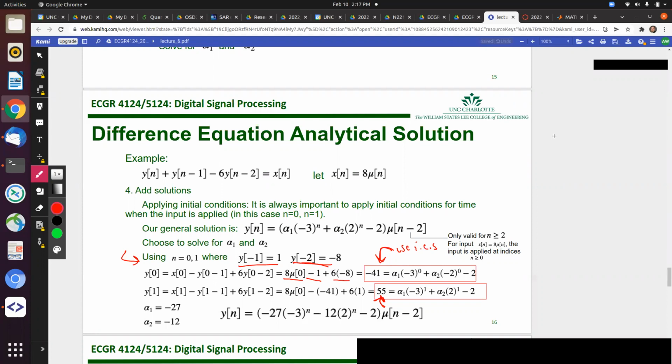And in the very same way, we look at y of 1, that's x of 1. X of 1 is 8 times u of 1, so that's 8. Minus y of 1 minus 1 is y of 0. Well, we have y of 0 is already -41, so that means that -41 goes there. And y of 1 is 6y of, sorry, this is 6y of -1. Y of -1 is 1, so we use y of -1 here. And so that gives us the number 55.